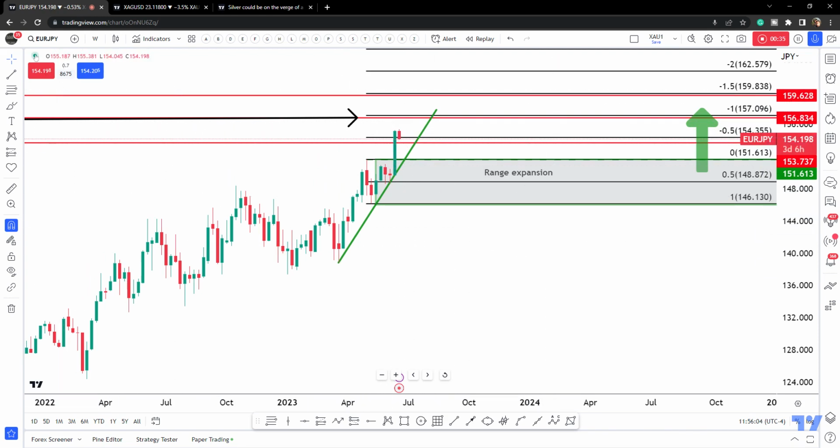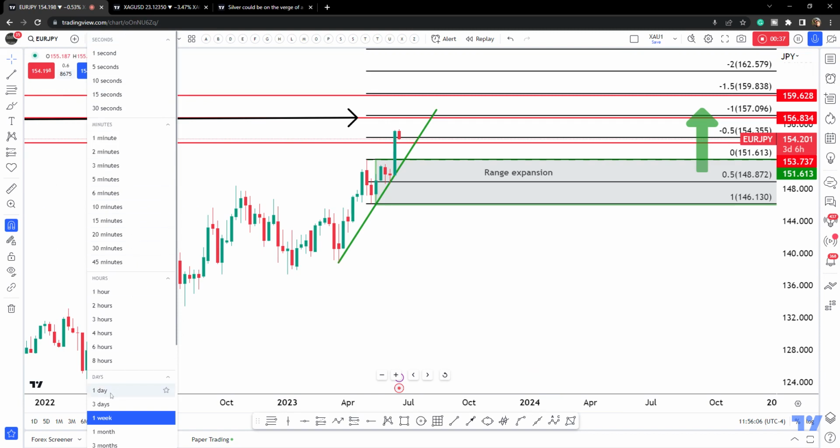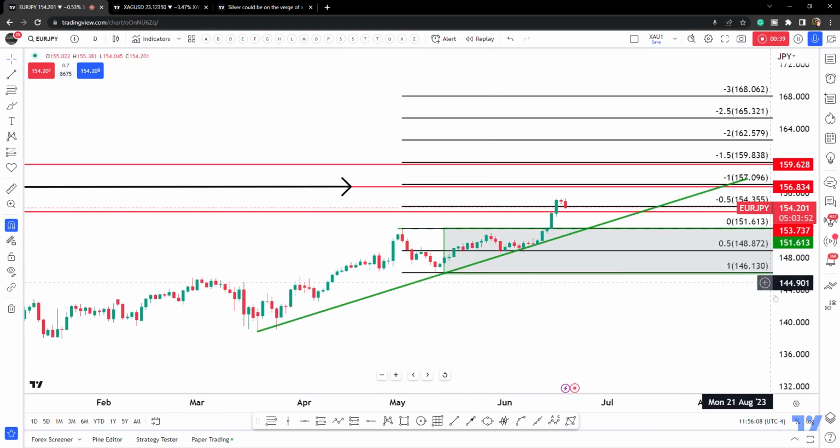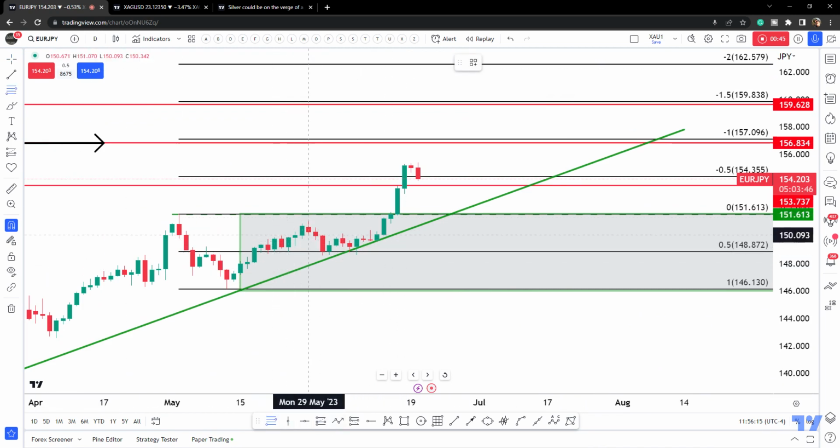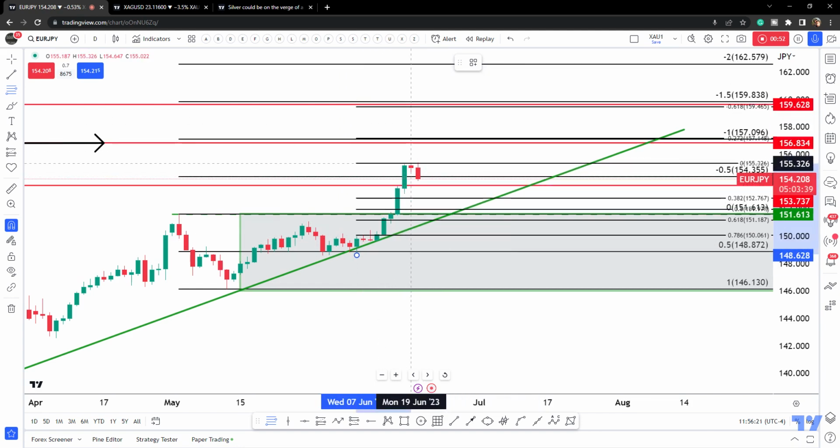So if we come down to the daily chart to pinpoint where this took off from, let's talk about it from down here. And so I'm drawing a Fibonacci on the lowest point and to the highest point, which is actually there.